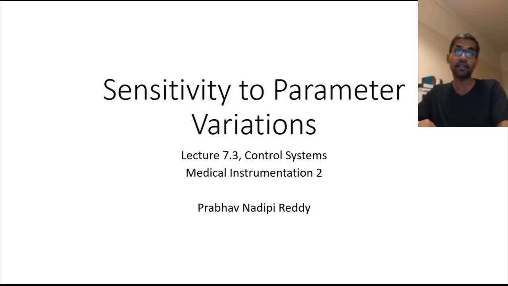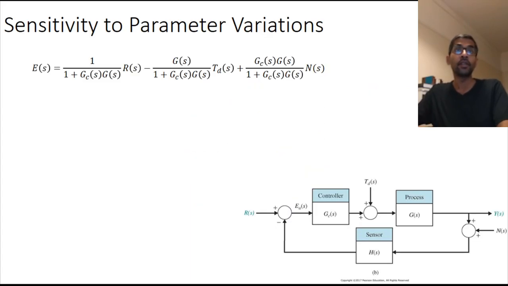Let's take a look at that. So we've looked at this control system and we've looked at the error in the control system, which is given by this equation. Okay. Now, let's assume that there is no disturbance and no noise. Let's just ignore those factors for now. In that case, the error is equal to this equation here.